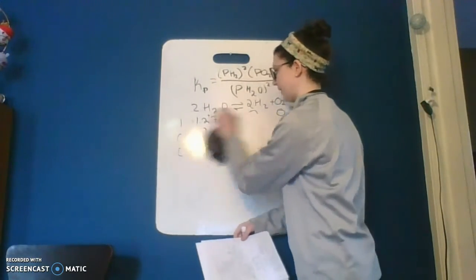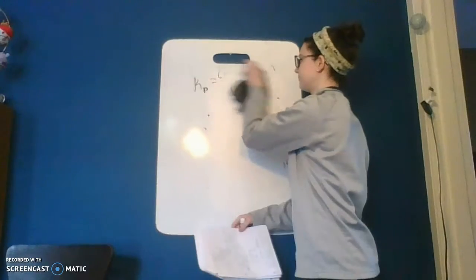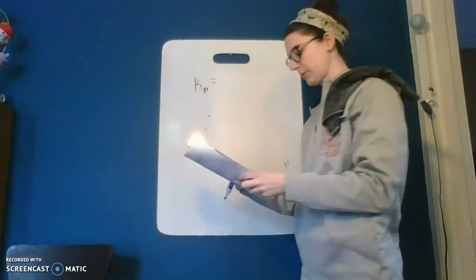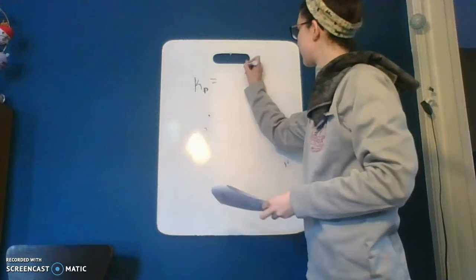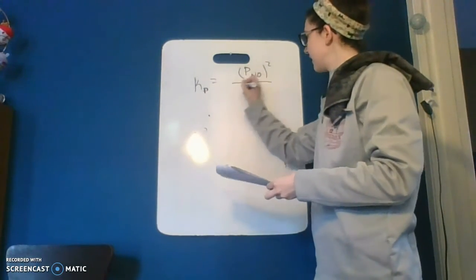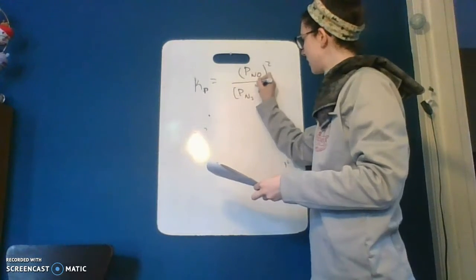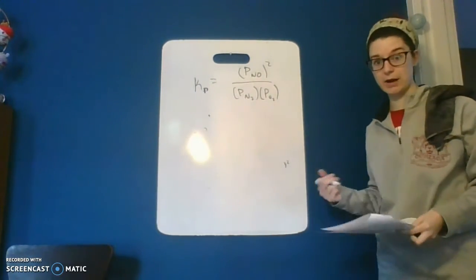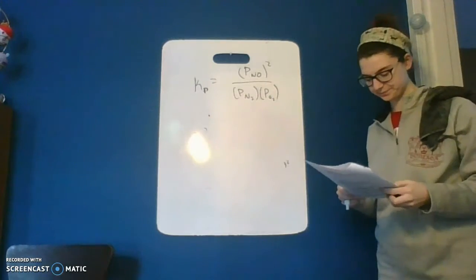Number 3 is very similar to number 2. We again have to find the equilibrium constant expression. So that is the pressure of NO squared divided by the pressure of N2 times the pressure of O2. Again, be sure you're using rounded brackets for that expression.